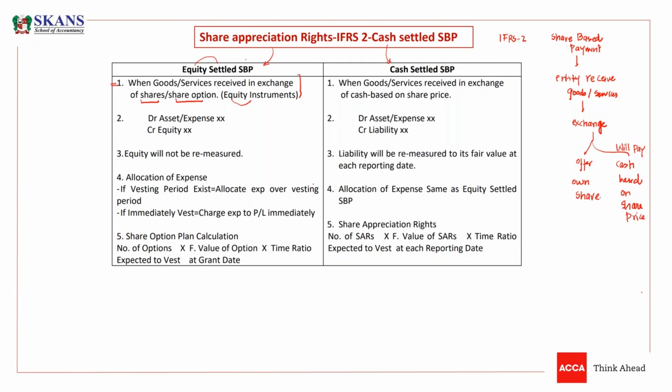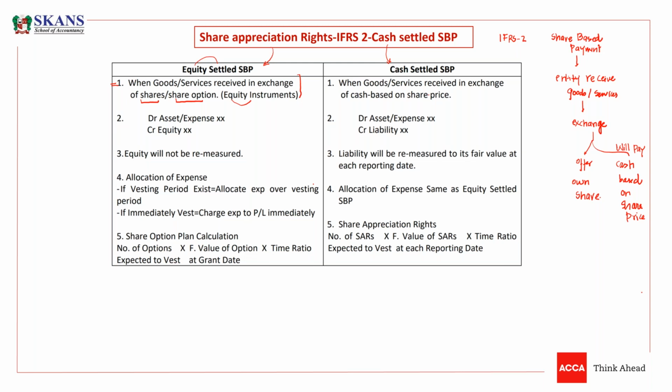On the other hand, we have cash settled share-based payment, where goods or services are received in exchange of cash based on share price. So you are actually offering them cash, but based on share price. Like you are acquiring a building from someone, and you are saying that we will pay you the market value of 2 million ordinary shares of our own company. So obviously, if the counterparty, the supplier agrees, the transaction will happen. Otherwise, the transaction will not happen.